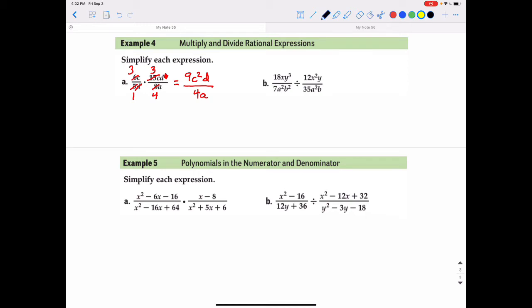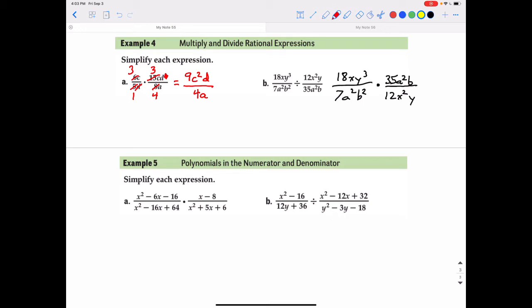So on part B, we have a division problem, so I'm going to apply the keep, change, flip method of multiplying those or dividing those by changing to multiplication. So let me rewrite that as 18xy cubed over 7a squared b squared. Change the division to multiplication and then flip the next fraction. So 35a squared b over 12x squared y.